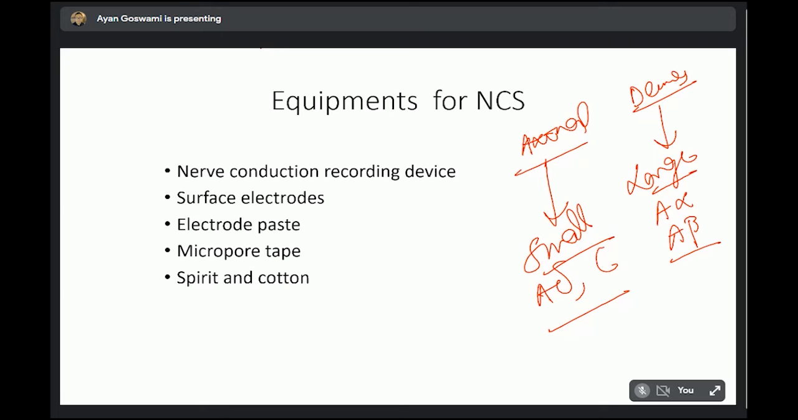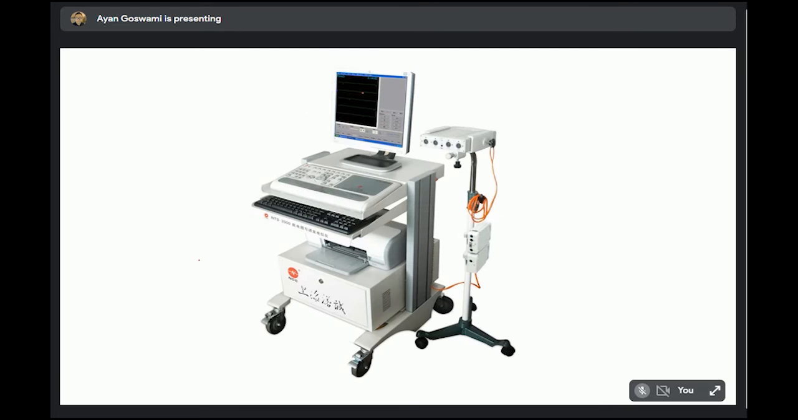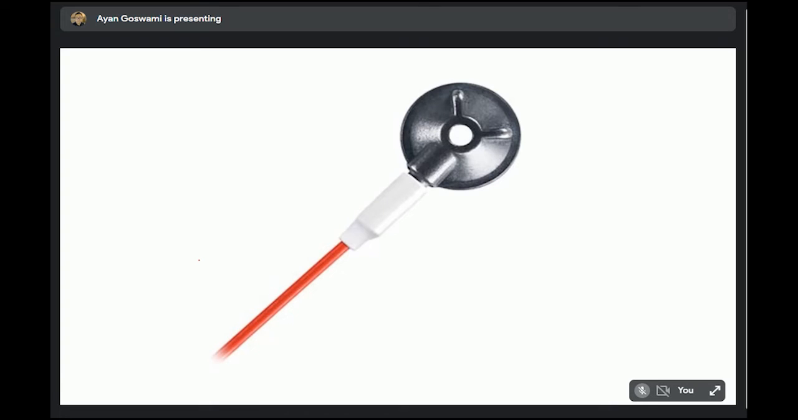So we need a nerve conduction recording device, the surface electrode, the electrode paste, the micropore tape, and spirit cotton, right? So these are the requirements to perform nerve conduction study. This is the equipment. Now see the electrode. Remember, not like ECG, we have some different electrodes over here, right? So this is called the cup electrode.